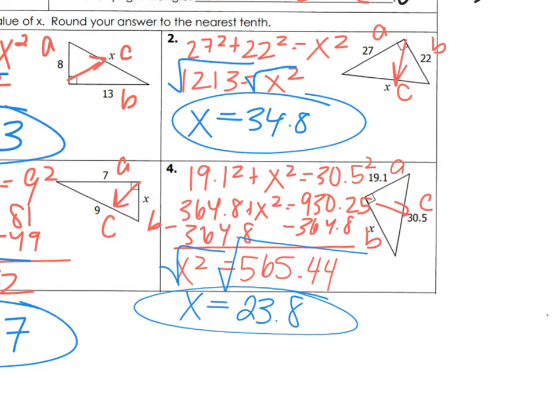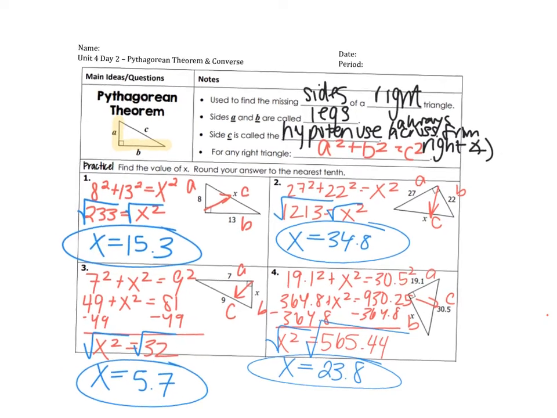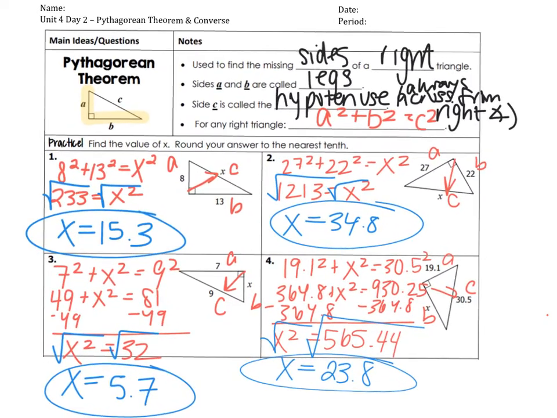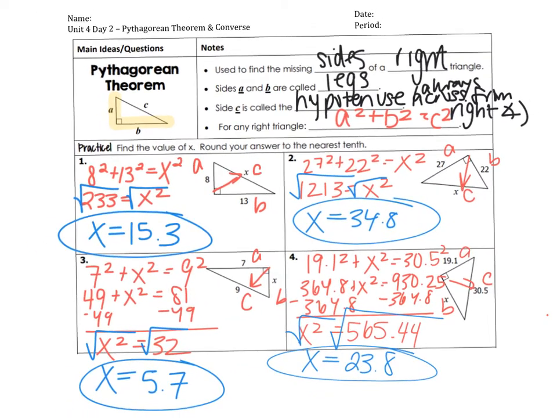All right, so hopefully you guys paused and finished those 2 examples. For number 2, we end up getting x is about 34.8. And for number 4, x is about 23.8. Okay, so that's the Pythagorean theorem, just a little review of that. We've used it before. I'm sure you guys have used it even before geometry. But let's move on to the Pythagorean converse.